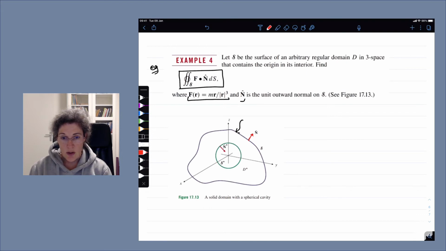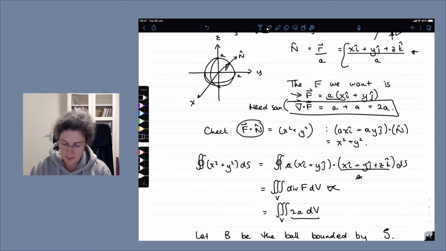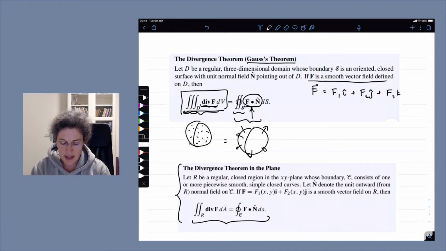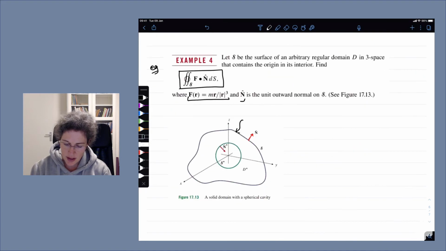Okay, well, what can we do? Well, you might be tempted to immediately dive in and say, oh, let's use Gauss's theorem. But there is a problem here. F needs to be a smooth vector field defined everywhere on D. But if we have a look here, our domain D contains the origin, and at the origin F is not defined.